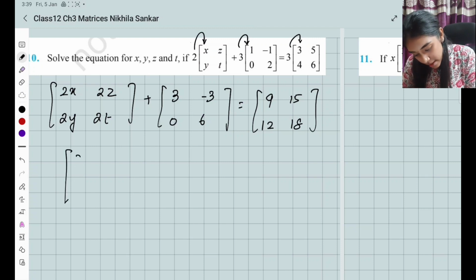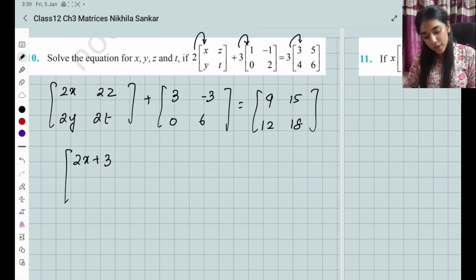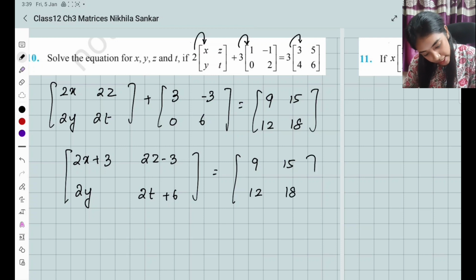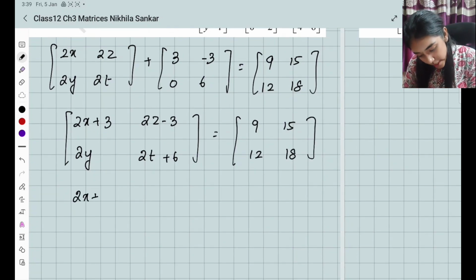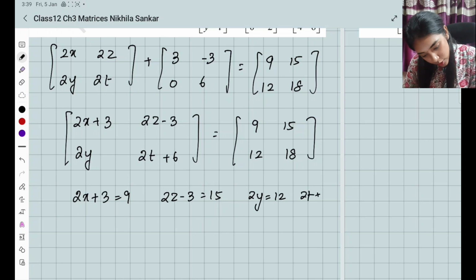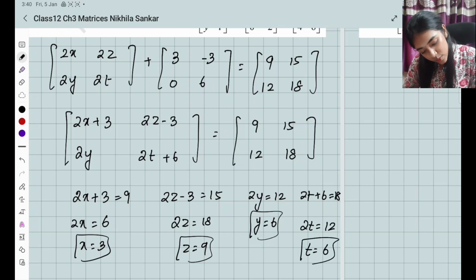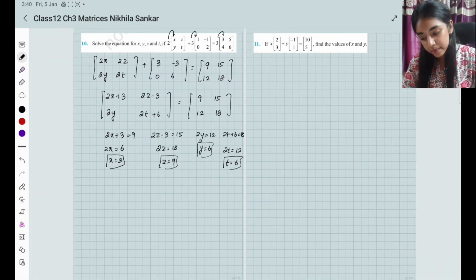Okay, now this is going to be, when we add, 2x plus 3, 2z minus 3, 2y plus 0, 2t plus 6, and this is going to be 9, 15, 12, 18. Now equating the individual components, so I have 2x plus 3 equals 9, 2z minus 3 equals 15, 2y equals 12, 2t plus 6 equals 18. So from this I have 2x is equal to 6, x is equal to 3. 2z equals 18, z equals 9. y equals 6. 2t equals 18 minus 6 is going to be 12. So t equals 6. 12 by 2, which is going to be 6. Okay, please copy. So the values are 3, 9, 6 and 6.